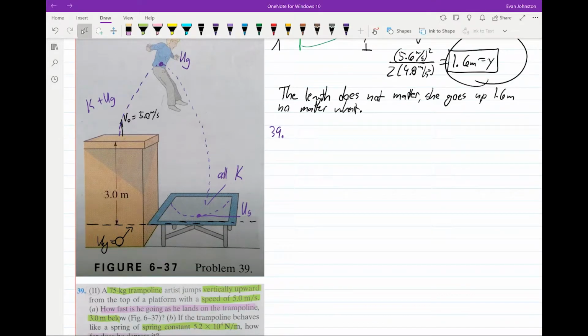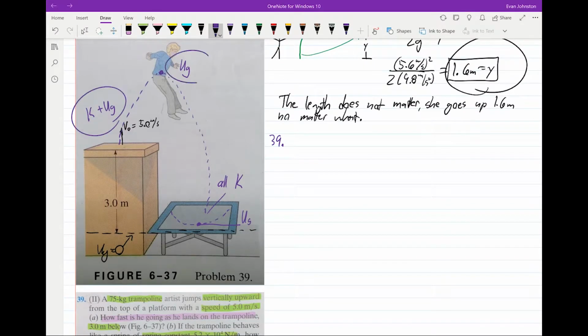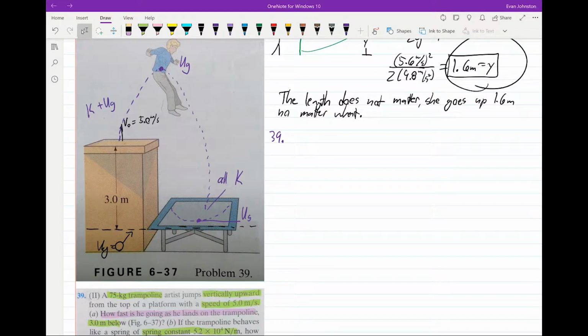And we want to find out how fast he is going as he lands on the trampoline. So we're really not caring about the spring part when the trampoline gets stretched. We're really just looking at, well, we have this and this and this. How do I figure out how fast he's going when he hits the trampoline? Well, I am going to have to use this one, because this has the speed embedded in it.